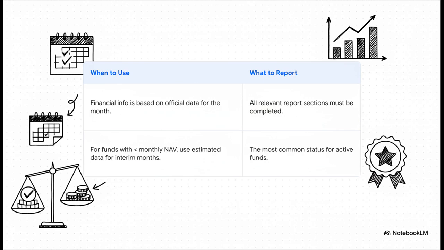And that brings us to the final report, which is the one you'll use most of the time. This is for when your data is based on official numbers for the month. But what about a fund that only calculates its official NAV quarterly? Well, for those 2 months in between, you still submit a final report, but you use your best estimated data. The big difference from a provisional report is that this is the one and only report for that month. You aren't planning to replace it later.